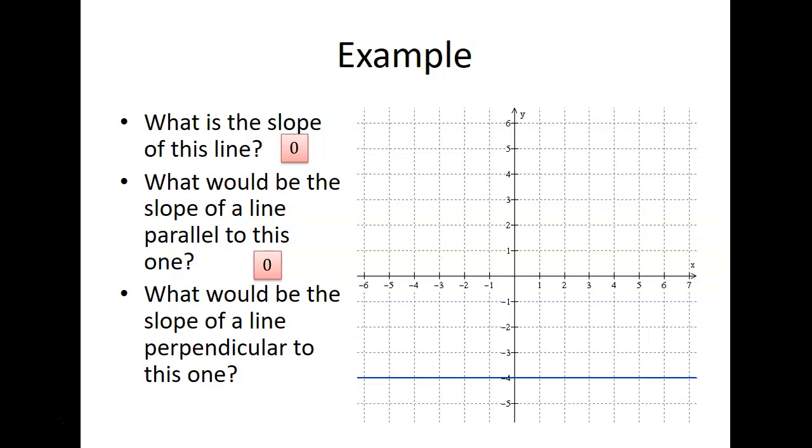And what would be the slope of a line perpendicular to this one? Well, normally we would say take the opposite reciprocal. But you can't take the reciprocal of 0. That would be undefined. The slope would be undefined. A line that's perpendicular to this one would be a line that just goes straight up and down, a vertical line. And vertical lines have undefined slope.